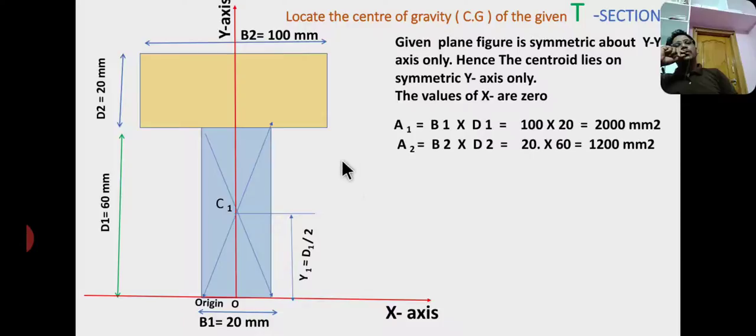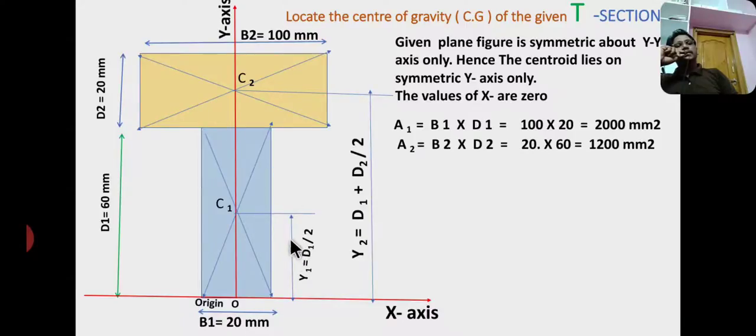In a similar way, I am drawing the diagonal lines for the second rectangle to locate the centroid C2. C2 is the centroid of the top rectangle at a distance of y2 from the x-axis. Therefore y2 equals the height of the bottom rectangle plus half of the height of the top rectangle. So from here to here the distance is d1 plus d2 by 2. So y2 equals d1 plus d2 by 2.